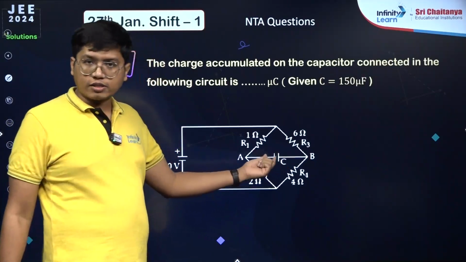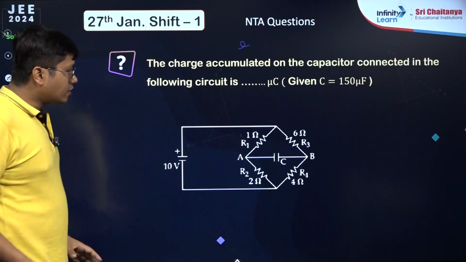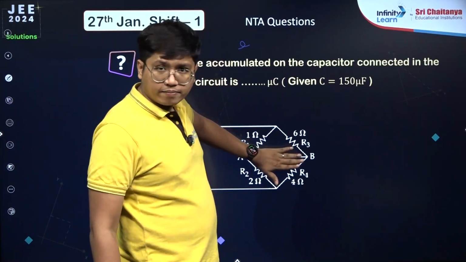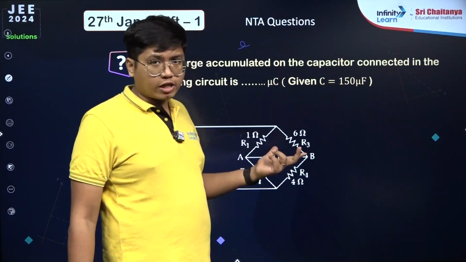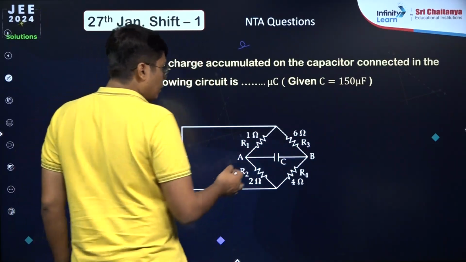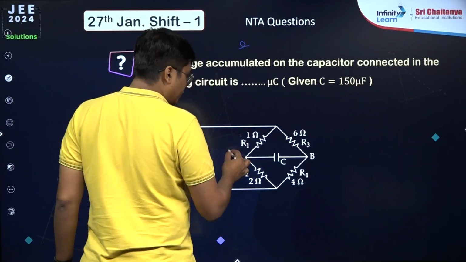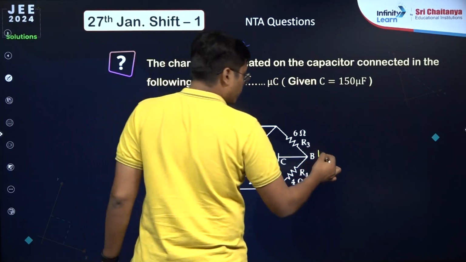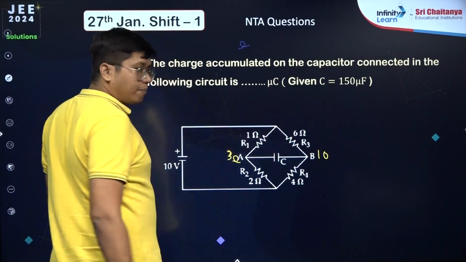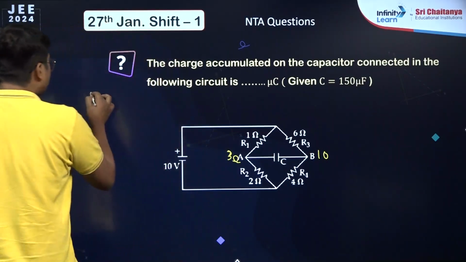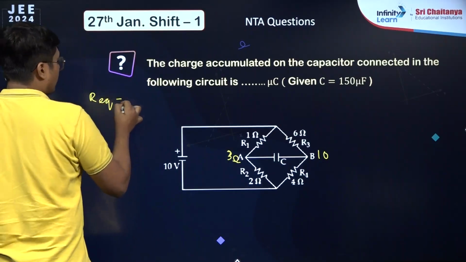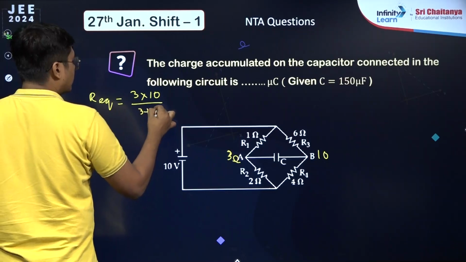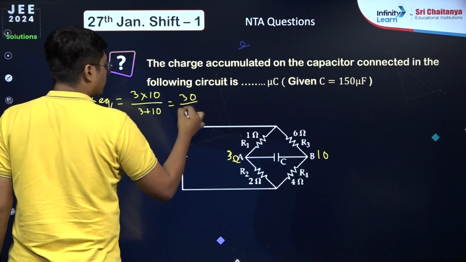Next one says the charge accumulated on the capacitor connected in the following circuit is how much? You want the charge on this capacitor. For that, first and foremost, understand that in the steady state, this wire is technically cut because the capacitor won't allow any charge to flow through it. So the resistance of this line is 3 ohms and the resistance of this line is 10 ohm. Those two lines are parallel to each other, so the equivalent resistance comes out to be 3 into 10 divided by 3 plus 10, that is 30 by 13.